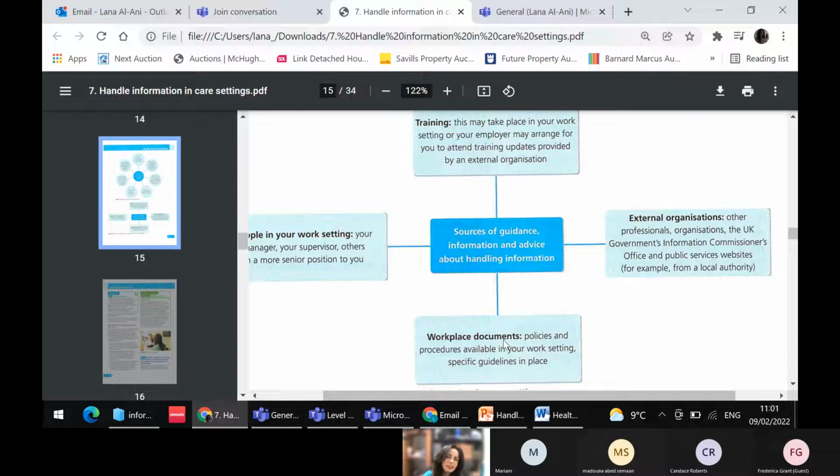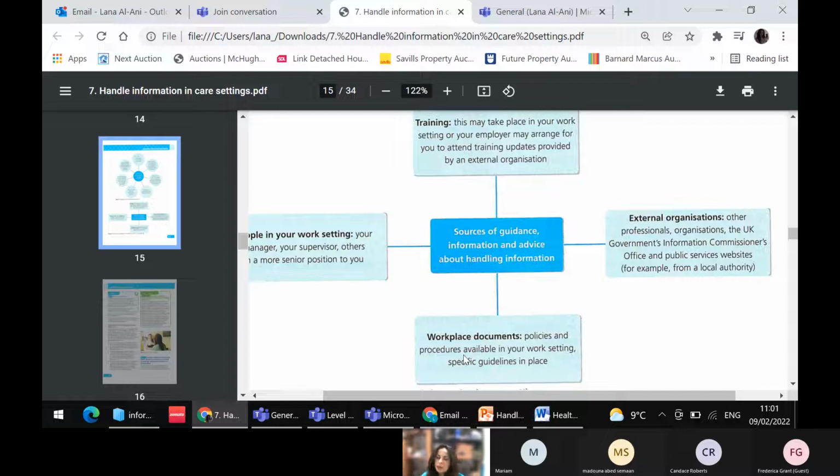So if you go to any workplace, they will have certain guidance about, okay, you press on this, you click here, you do this. So how to handle the data, you can get it from a document you might find in a workplace. Also, the policy and procedure will tell you exactly how to handle the information, how they handle it.